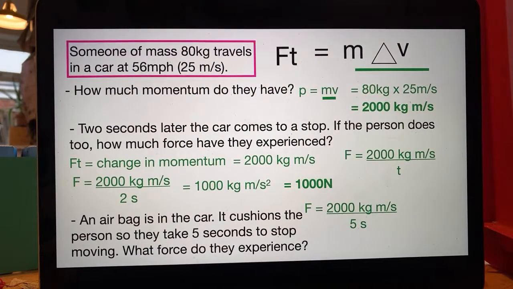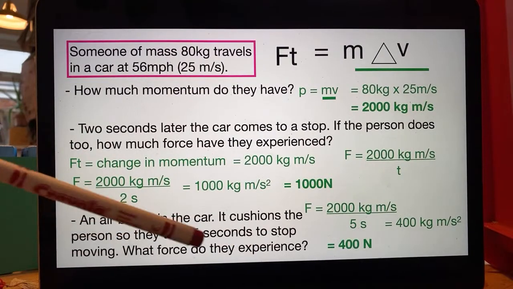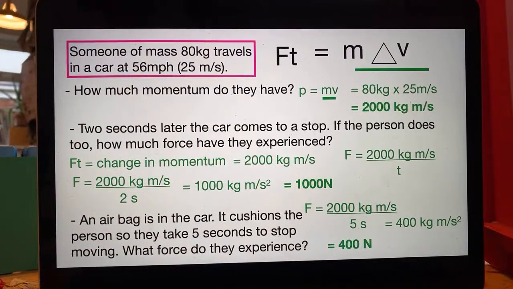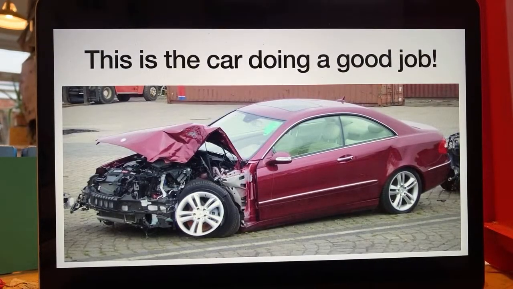So let's just put 5 seconds in instead and do 2,000 divided by 5, which is 400 newtons. That's a huge difference, isn't it? It's taken 3 seconds longer for the person to stop, and it's reduced the amount of force experienced by them to less than half. Well done, airbags. What a brilliant invention.